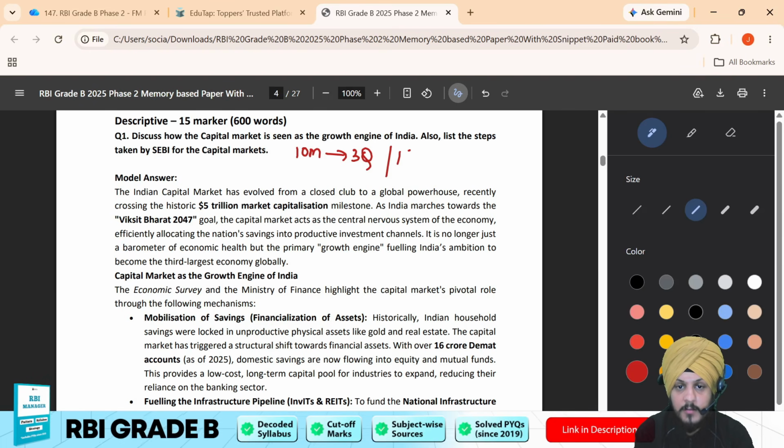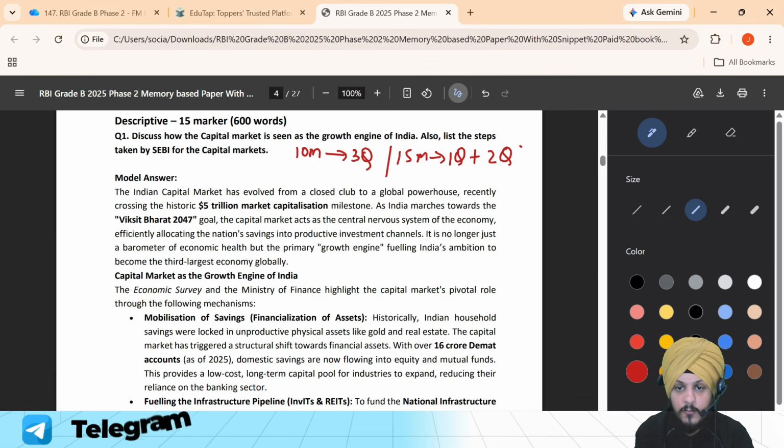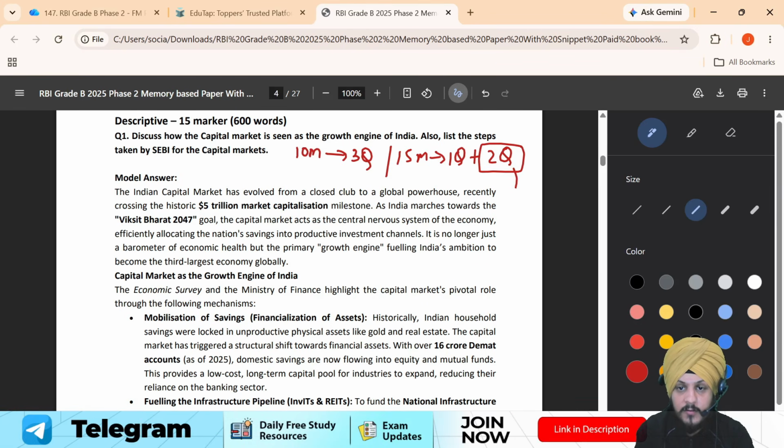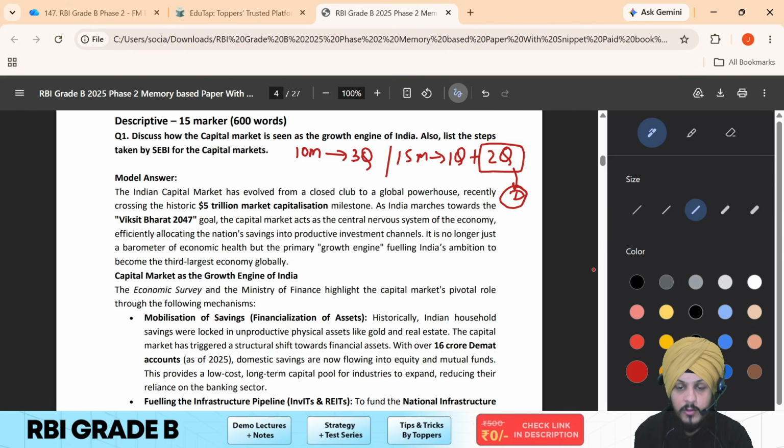And in the 15 marker, 1 question was asked from finance, and the rest of the 2 questions were from management, which you have already covered with Deepika ma'am. I hope it is clear, right? So let us see what questions were there. So question number 1, discuss how the capital market is seen as the growth engine of India.